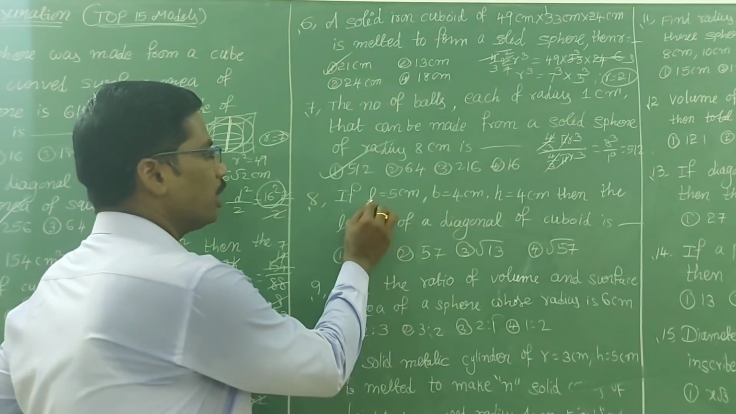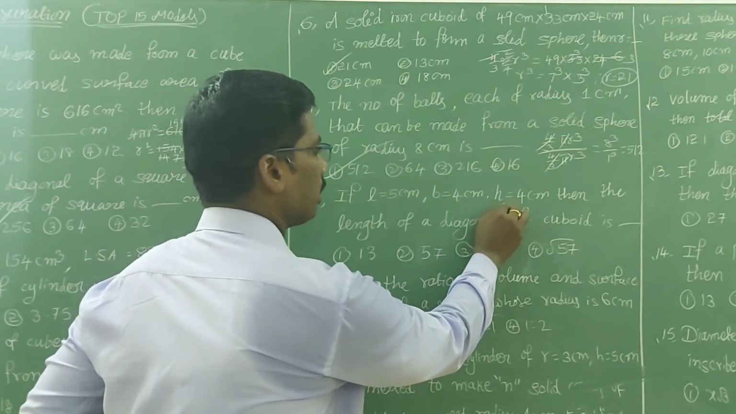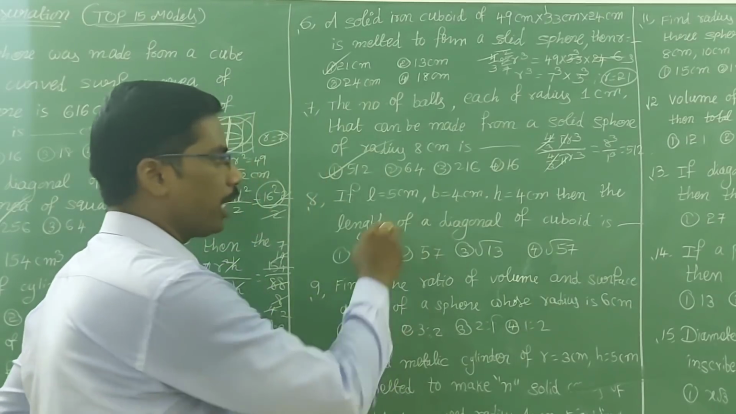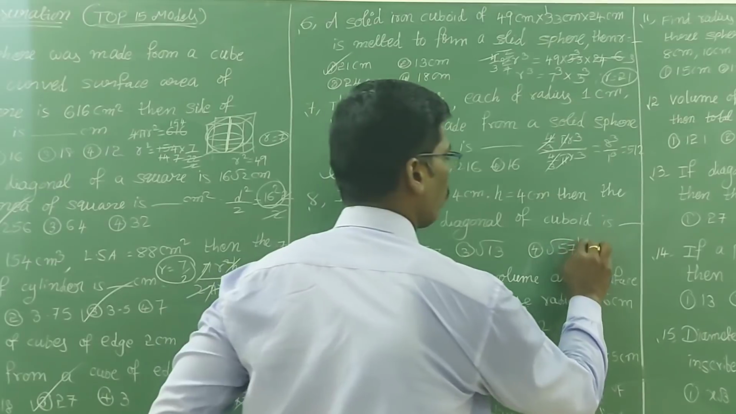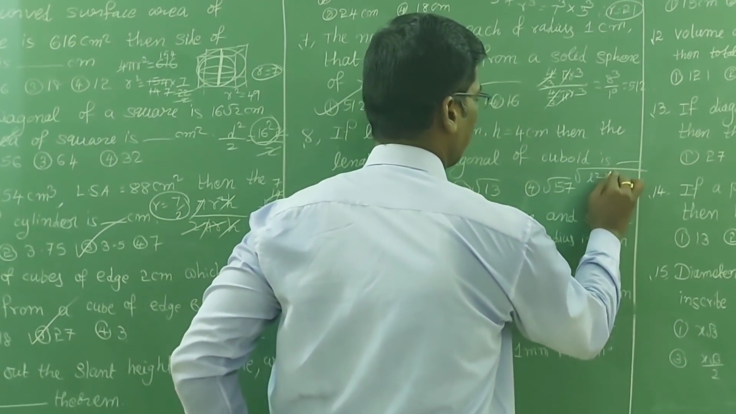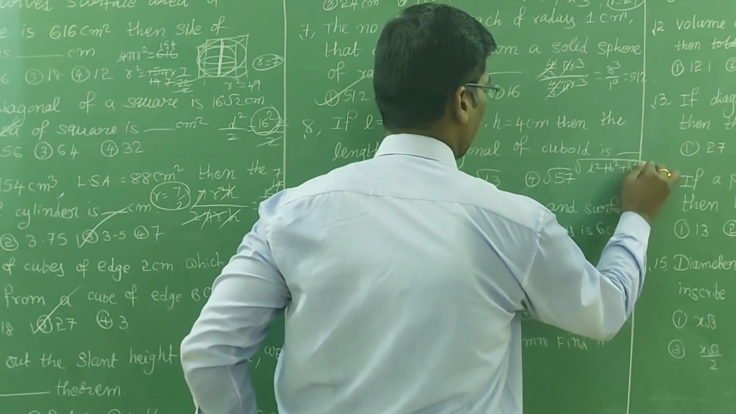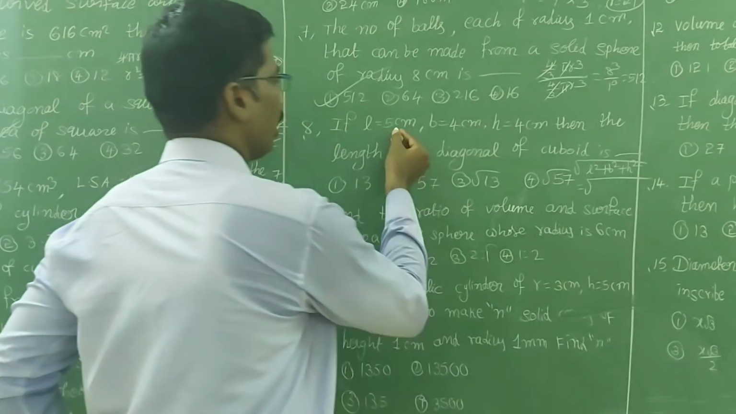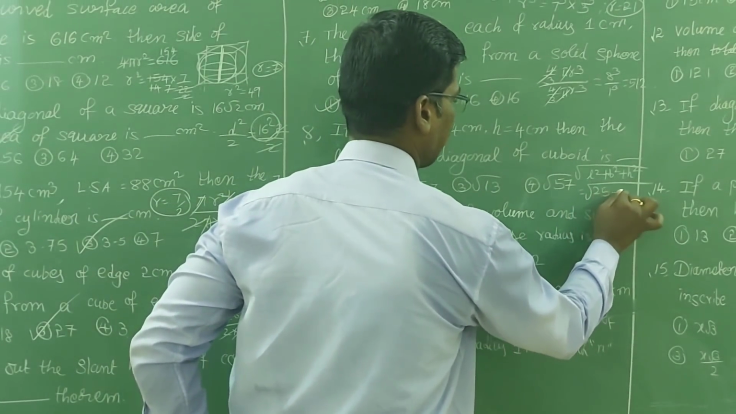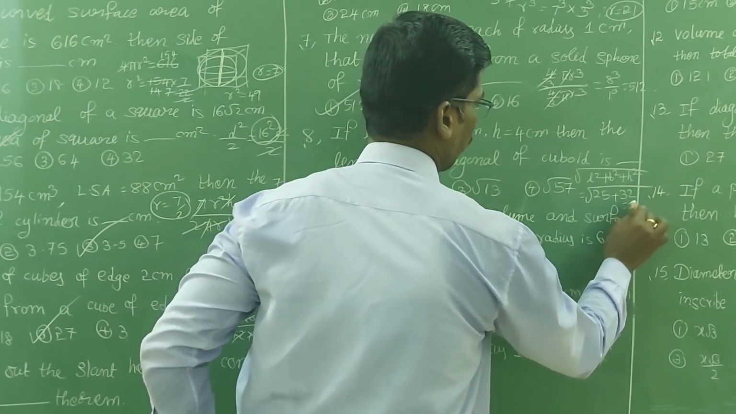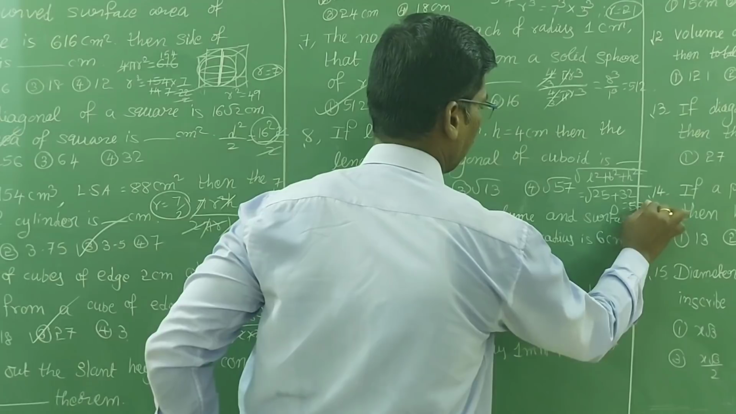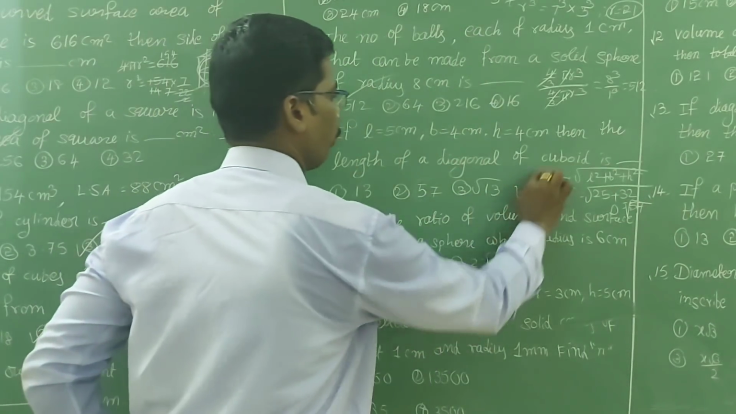Next, if L is equal to 5 centimeters, B is equal to 4 centimeters, H is equal to 4 centimeters, then the length of the diagonal of the cuboid. So the length of the diagonal is root over L square plus B square plus H square, that is equal to root over L value is 5 square, so 25 plus 16 plus 16, that is 32, so that is nothing but 57, root 57 is the answer. So root 57, that is the fourth option.